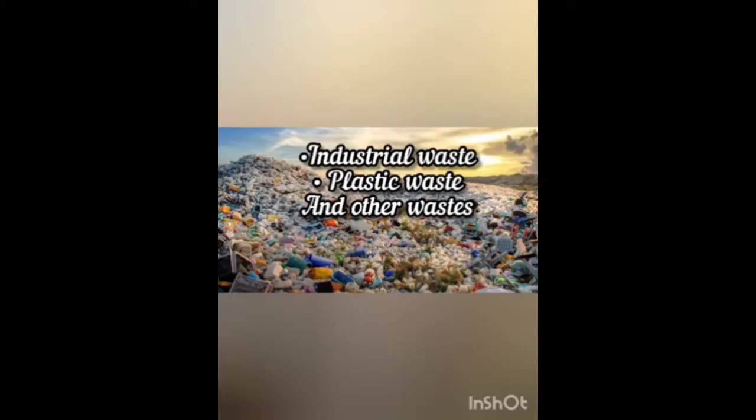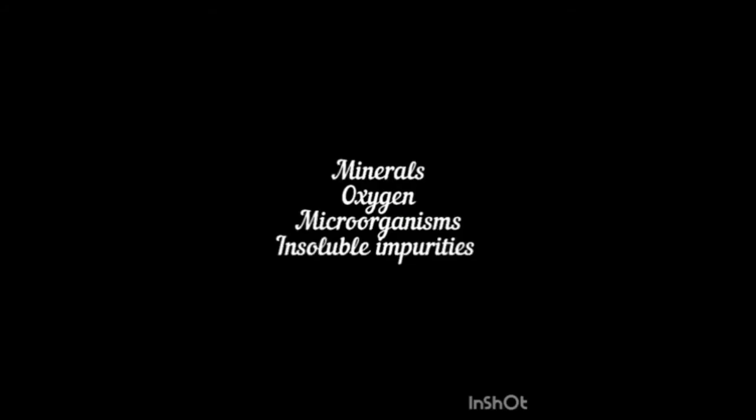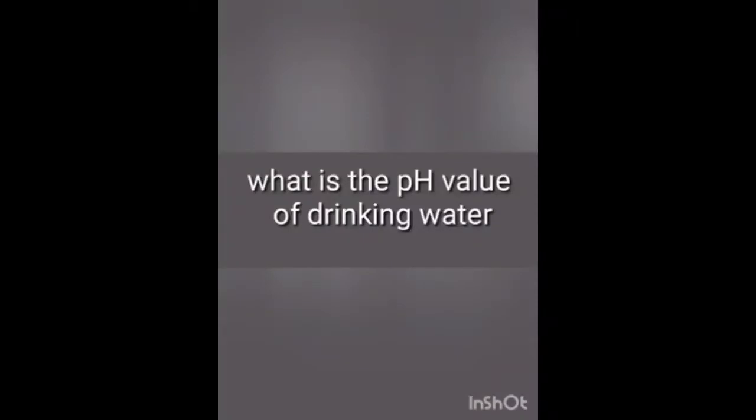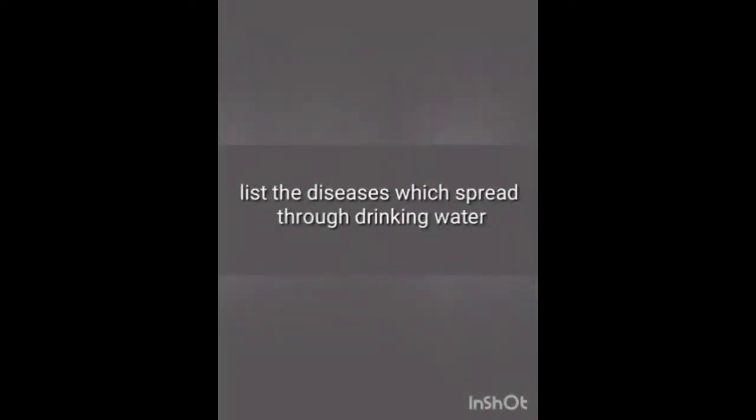How does water get polluted? Industrial waste, plastic waste and other waste. What are the components of water? Minerals, oxygen, microorganisms and insoluble impurities. What is the pH value of drinking water? Between 6.5 and 7.5. How do diseases spread through drinking water? Diseases spread through water when the disease-causing microorganisms grow in water used for drinking. List the diseases which spread through drinking water. Typhoid, cholera, dysentery and jaundice.